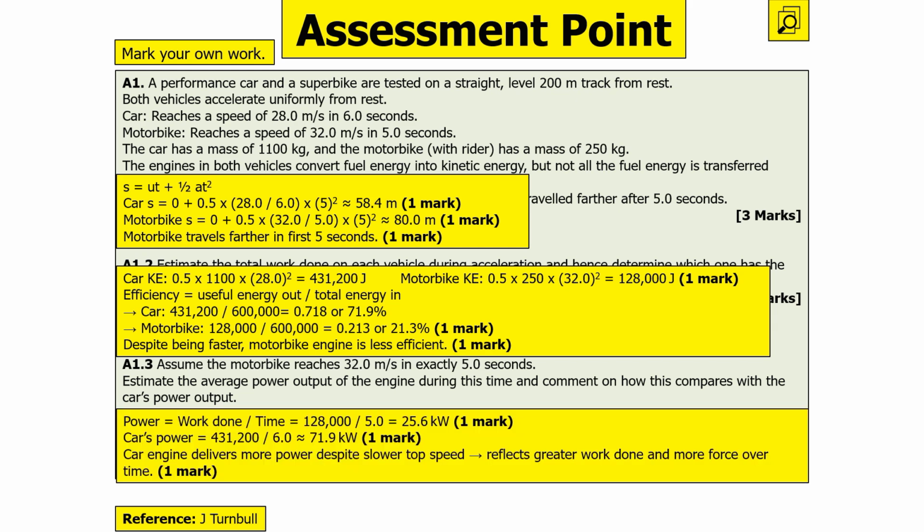Now, in this next one, our power output is the work done over the time taken. So it's 128,000 over 5, which is 25.6 kilowatts. Now, the car's power is 431,200 joules over the 6 seconds, which is 71.9 kilowatts. So the car engine delivers more power despite the slower top speed. So there's greater work being done and more force being exerted over a particular time.